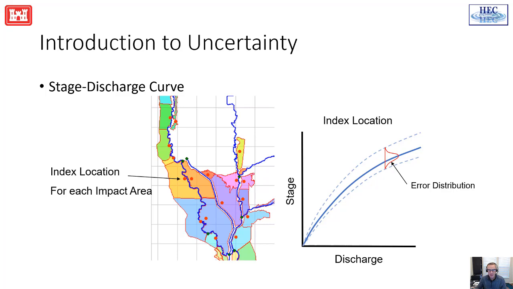We have to aggregate the damages to these index locations so that we can run risk and uncertainty calculations using Monte Carlo simulation procedures to determine the risk and uncertainty. Monte Carlo simulations require running tens of thousands of runs. Therefore, stage discharge relationships with uncertainty bands are required as input for each of these locations.